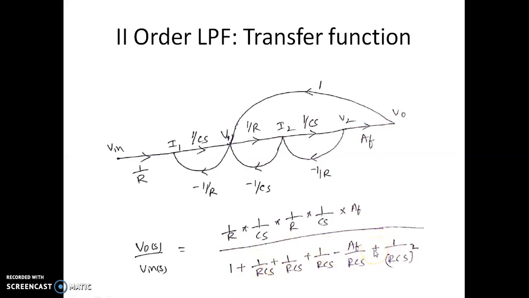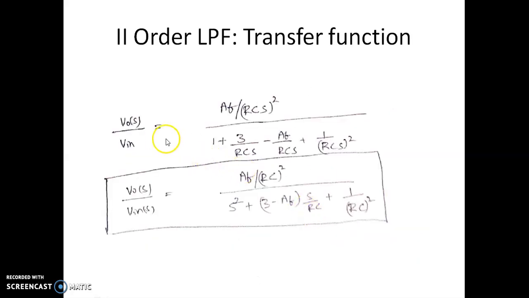You can see now we have 2 non-touching loops, that is 1 over RC into minus 1 over R multiplied. These are the 2 loops which are not touching here. So that's why you have the term corresponding to a pair of 2 non-touching loops. Then we can simplify this to get the expression V0 by Vin. This is the final expression for the transfer function of a second order low pass filter with op amp. It is given by AF divided by RC whole square multiplied by A square into this particular equation.